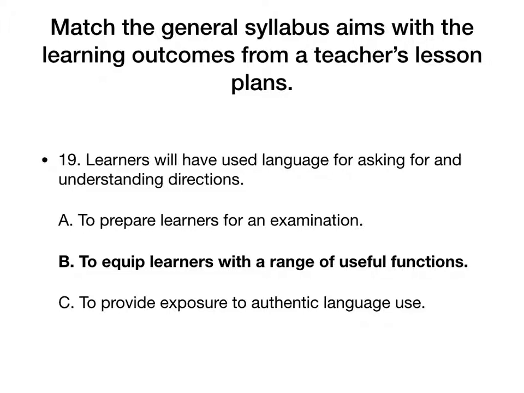So in number 19, it says learners will have used language for asking for and understanding directions. And we have to choose the syllabus aim. To prepare learners for an examination, well, that's not it, because this is a syllabus and we haven't really started teaching the class yet, so A can't be it. And C, to provide exposure to authentic language use.